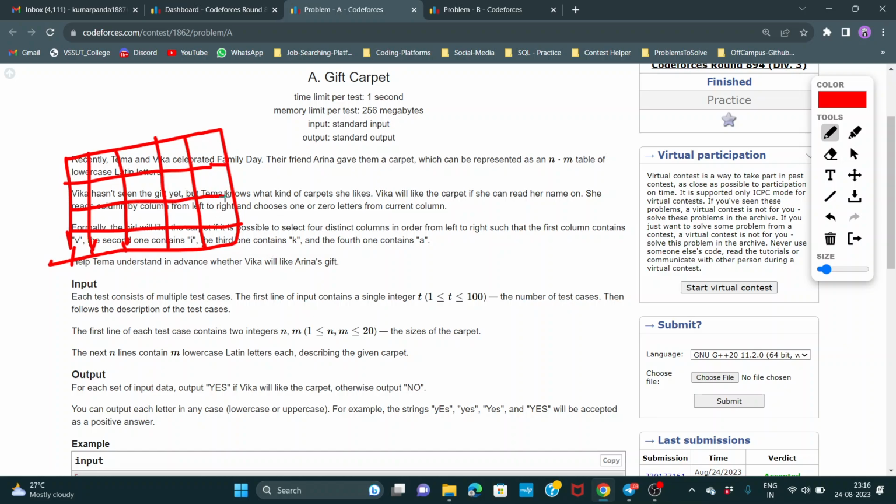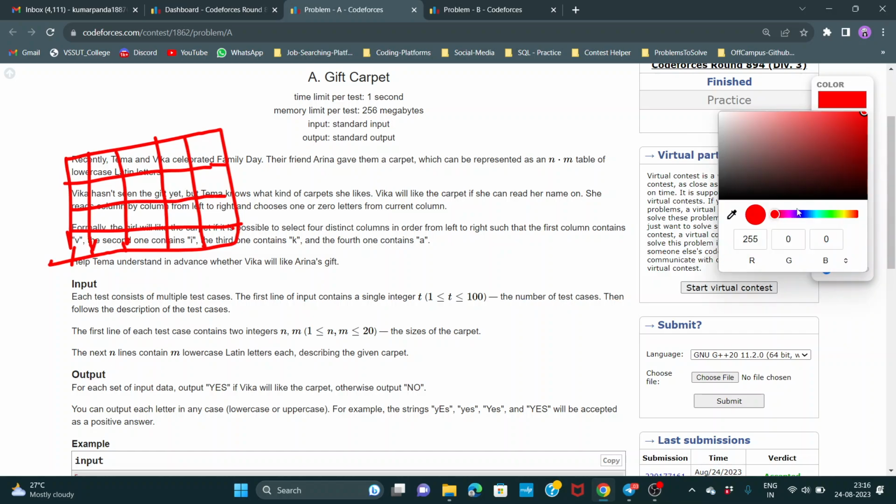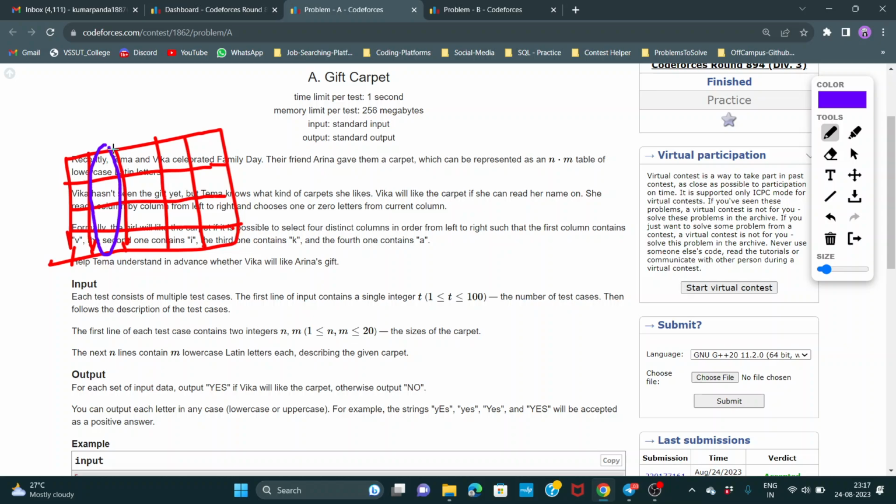You can select any four columns, if the number of columns in the matrix is greater than or equal to 4. You have to choose four columns in such a way that, let's just choose four columns first. Let's suppose I choose this one, this one, and again this one.